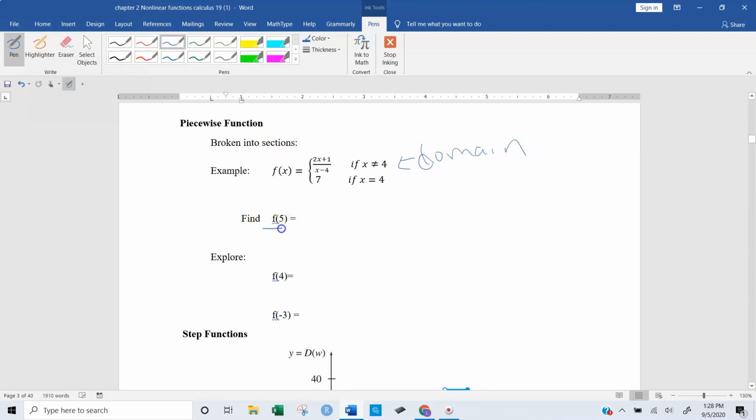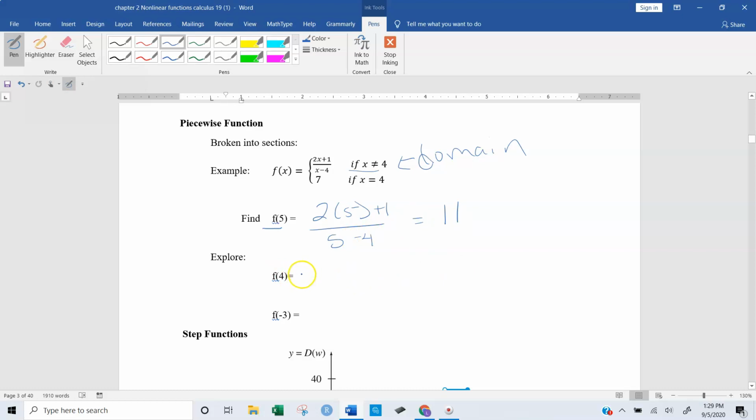So now if I have f of 5, I look at my domain, 5 fits here, so I plug it into the top equation. So this is 2 times 5 plus 1 over 5 minus 4, and we get 11.